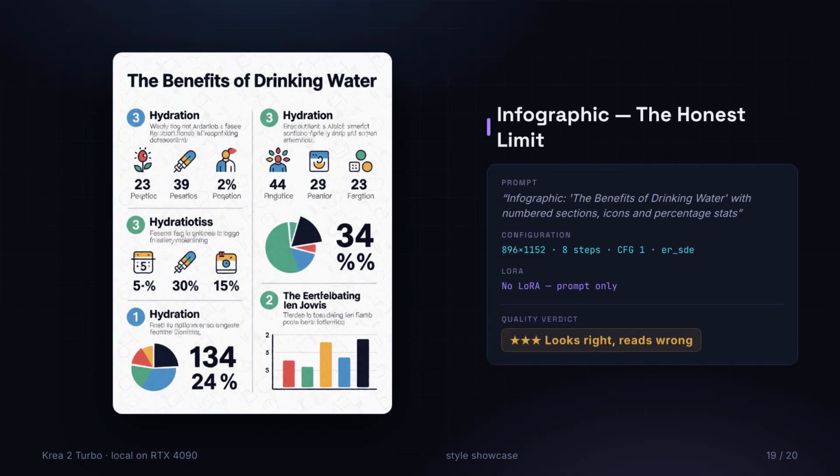And here's the honest low point. As a visual layout, this infographic is fantastic. The title renders cleanly. There are icons, pie charts, bar charts, and bold percentage numbers, all beautifully arranged. But start reading the body text, and it collapses into gibberish, and every section heading just repeats the word hydration. The lesson is simple. Krea 2 is a spectacular image artist, but it is not a typesetter. For anything that depends on real words, generate the design here and add the text in a proper editor.